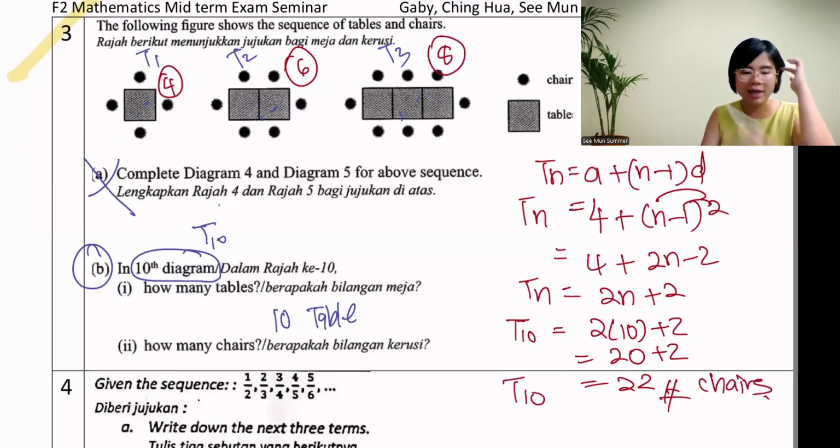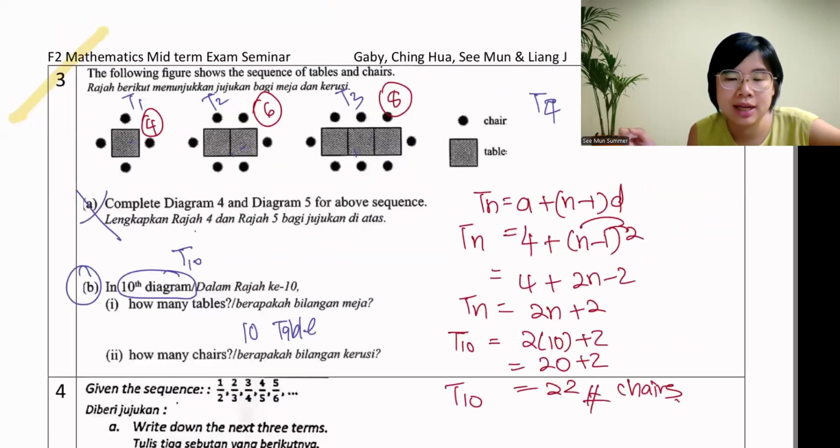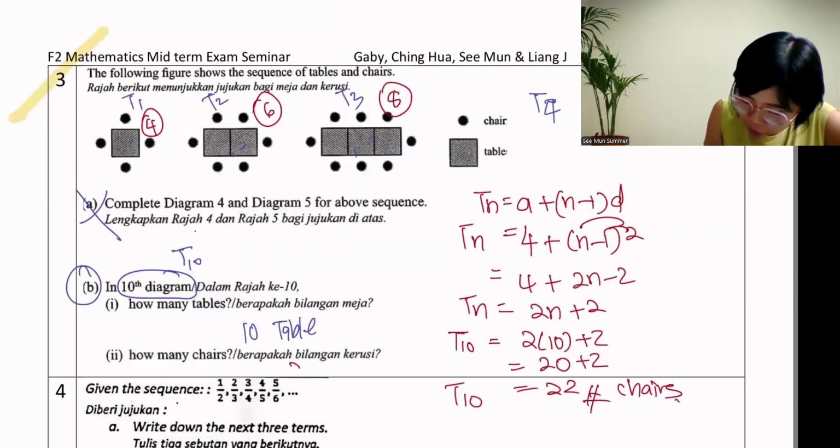Yeah, maybe you think that the Tn formula is a bit troublesome, one I can guess myself, but it's a safer one for us to do it according to formula. Yeah, so it's safer lah. Okay, can. So as simple as that. So table is 10 and then the chair is 22.